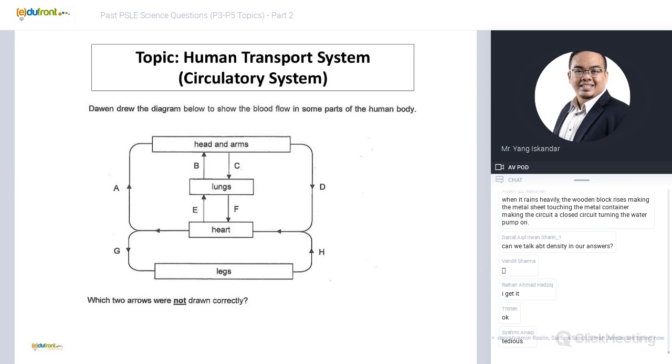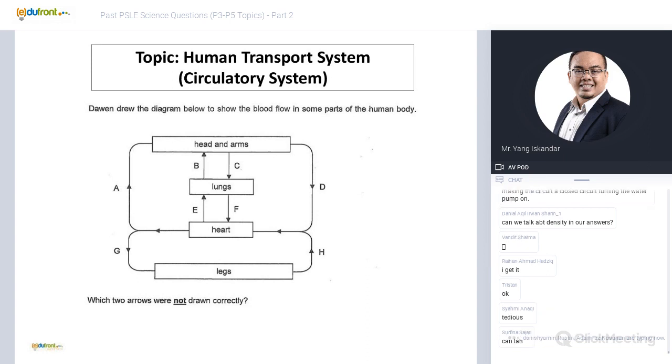Now this is the topic of the human transport system, or the circulatory system. This is a P5 topic. Again, this topic is very common. It always comes out in the PSLE, but in different variations. Okay, which two arrows are not drawn correctly? This one is very easy. Can you type your answer in the chat function?